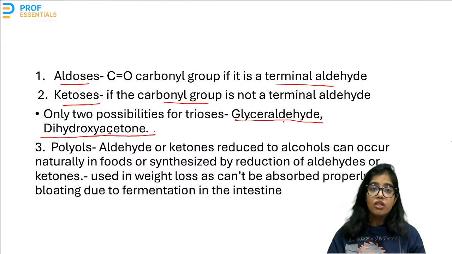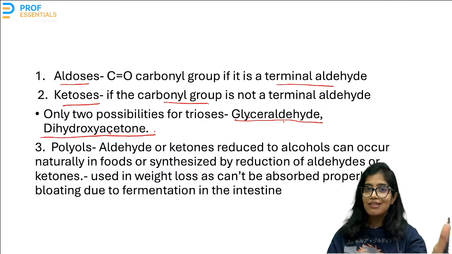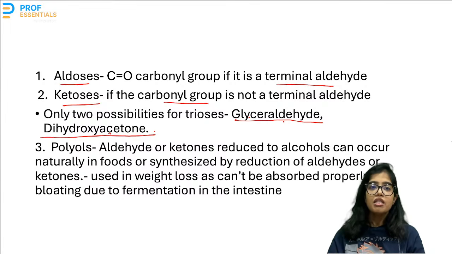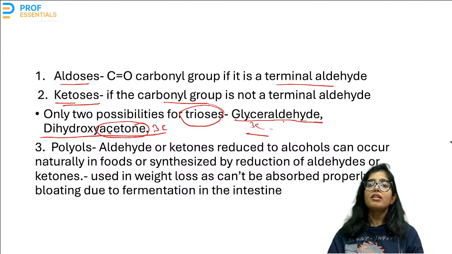Okay, so there are 2 trioses that are present. One is an aldose, that is glyceraldehyde. What is the meaning of triose? This glyceraldehyde contains 3 carbons. What is the meaning of aldose? This glyceraldehyde is an aldehyde derivative of polyhydric alcohol. Similarly, what is the meaning of triose? This dihydroxyacetone contains 3 carbons. What is the meaning of ketose? That this dihydroxyacetone is a ketone derivative of polyhydric alcohol.